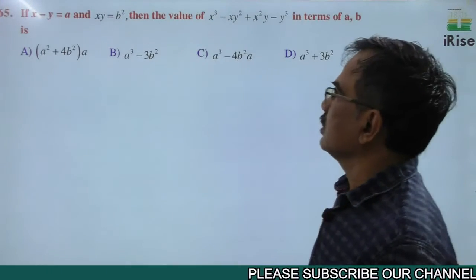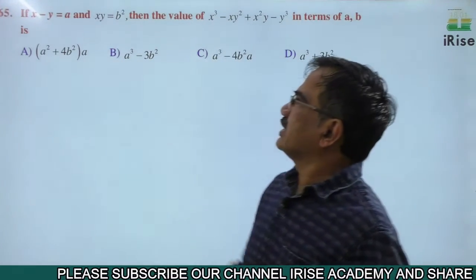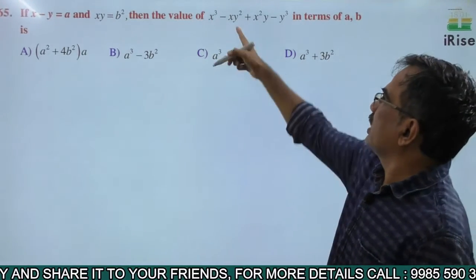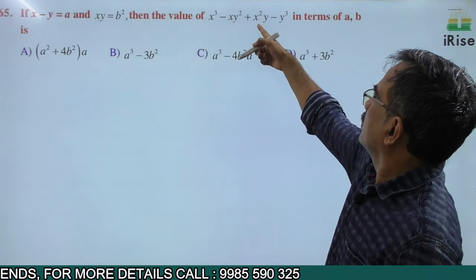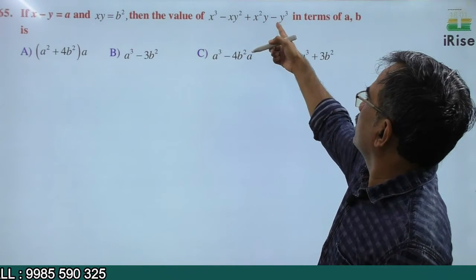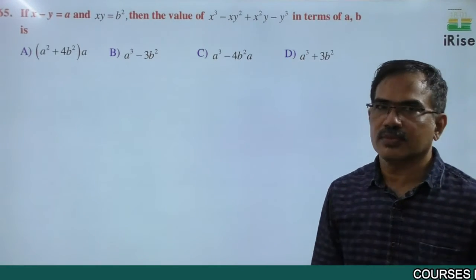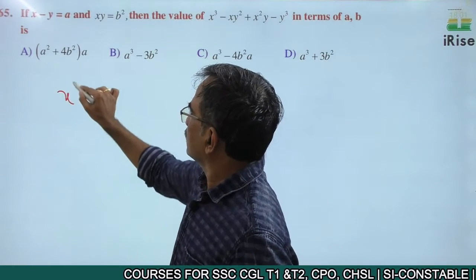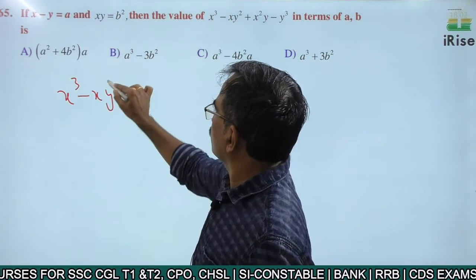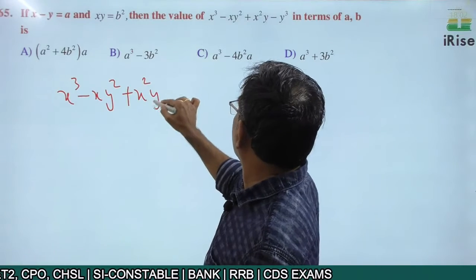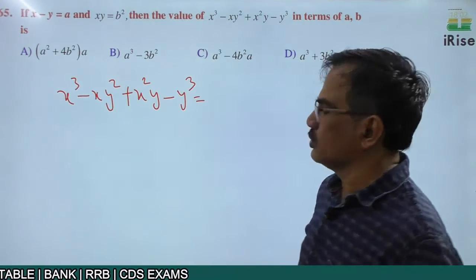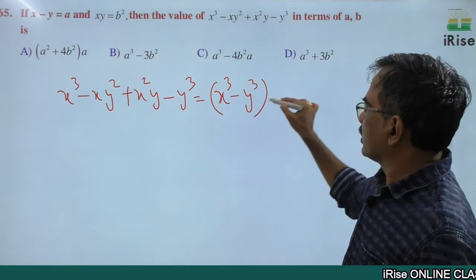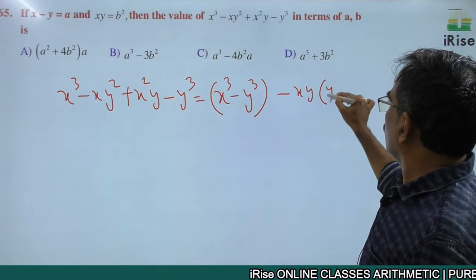Next one, see the question. If x minus y is equal to a, xy is equal to b square, then what is the value of x cube minus xy square plus x square y minus y cube? The given question can be written as x cube minus xy square plus x square y minus y cube is equal to x cube minus y cube in one bracket minus xy common, y minus x.